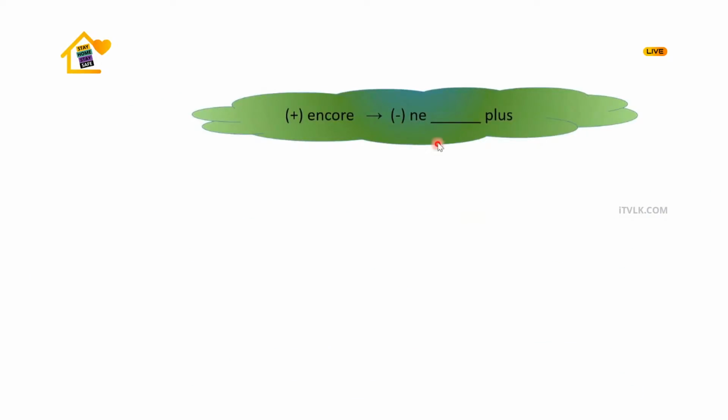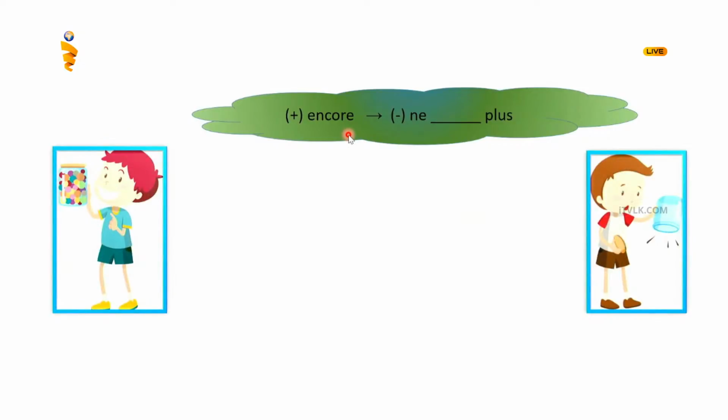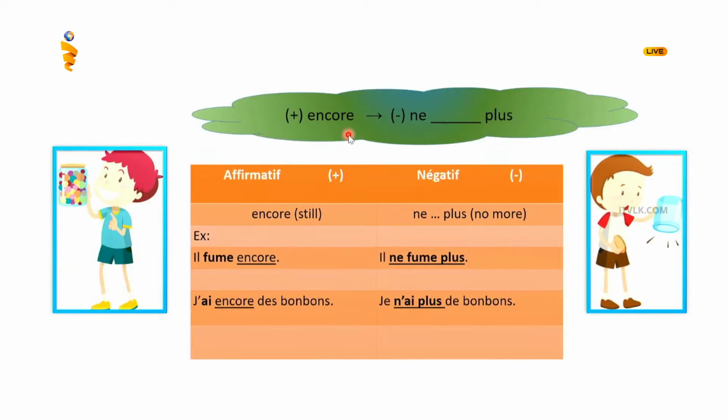Now we are going for the fourth. It is ne plus, no more. So your positive sentence should be with encore, still. Okay, look at the sentences I have given here. Encore is the positive form, negative, ne plus. First example, il fume encore. Il fume encore. He still smokes.